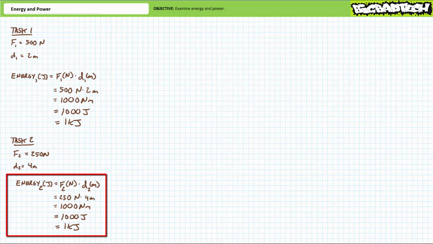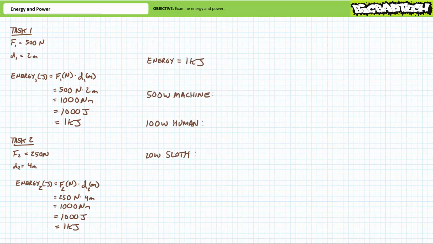250 newtons times 4 meters also yields 1,000 newton meters, or 1,000 joules, or more appropriately 1 kilojoule. These calculations imply both tasks necessitate the expenditure of equal amounts of energy, which, if you think about it, makes perfect sense. Which task would tire you out more, carrying twice the weight, half the distance, or carrying half the weight, twice the distance? Theoretically, these tasks would be equivalent.